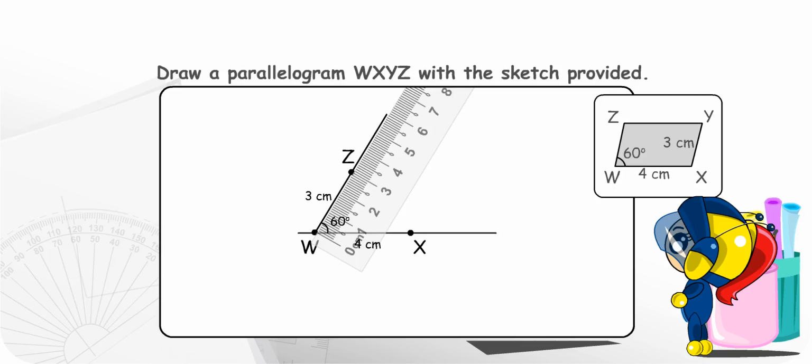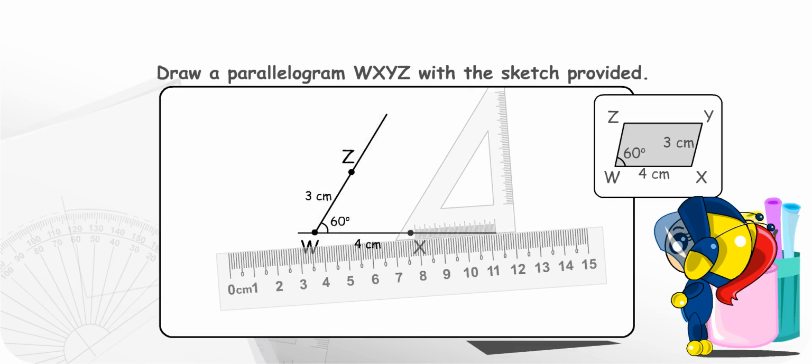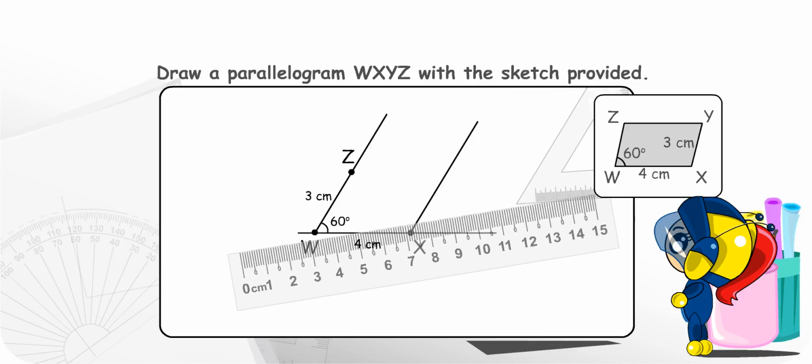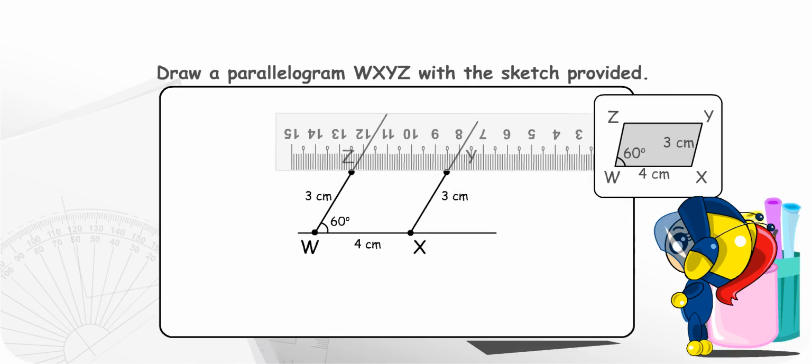Step 4. Draw a line through X parallel to WZ using a ruler and set square. Step 5. Measure and mark point Y on the line drawn such that XY is equal to 3 centimeters. Step 6. Join ZY.